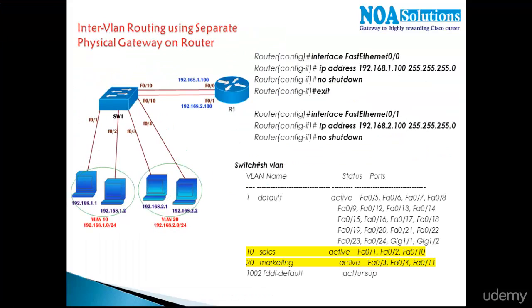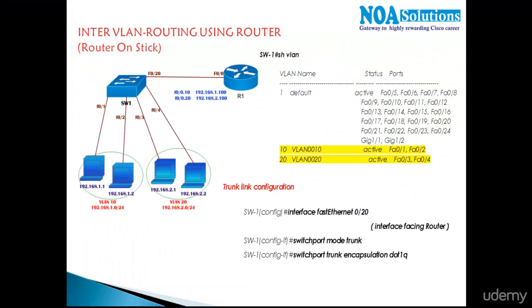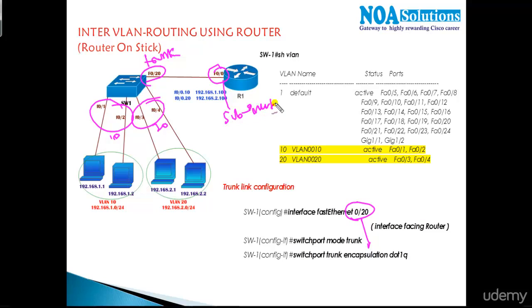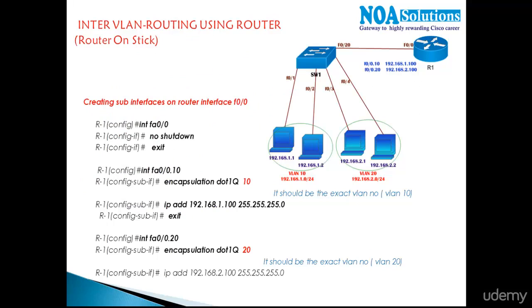Let me just quickly summarize what we have seen. In case of inter-VLAN routing, we need to ensure that these two ports are in VLAN 10 and these two ports are in VLAN 20, and then there should be a link configured as a trunk. And then on the router side we need to create subinterfaces, and when you're troubleshooting the subinterfaces, we need to ensure that we are giving the right VLAN number on the right subinterface. This should be the exact VLAN number.